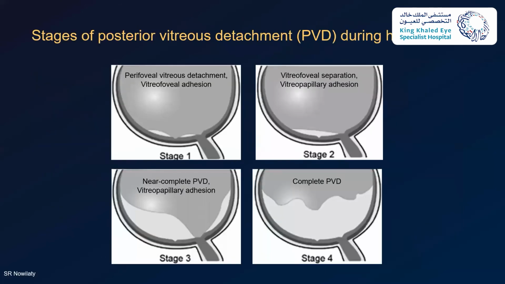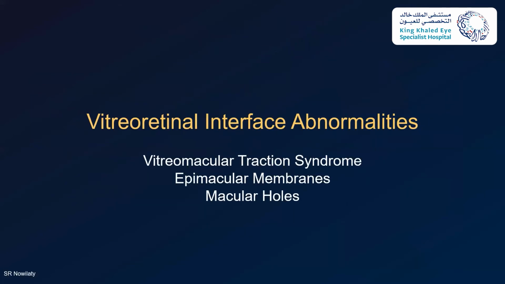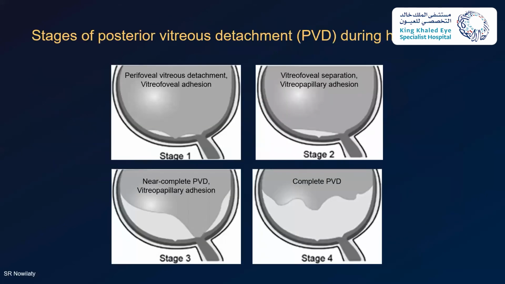Okay. All right. Now, the second thing that I'm talking about today is the vitreoretinal interface abnormalities. Which means either vitreomacular traction syndrome, epiretinal membranes, epimacular membranes, and macular holes. What are the stages of PVD? I think we've discussed that in the anatomy lecture.